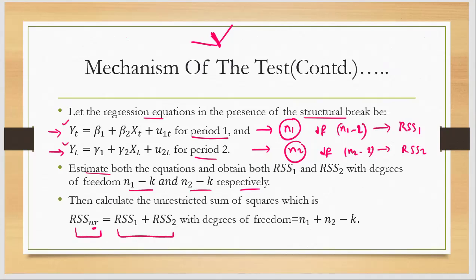Simply take the summation. You have found out the RSS for the first equation and the RSS from the second regression equation. Simply take the sum, and you will get the RSS of the unrestricted equation. What is the degrees of freedom? N1 plus N2 minus 2K. Now you have both RSS values: the RSS of the restricted model from the first step, and the RSS of the unrestricted model from the second step.